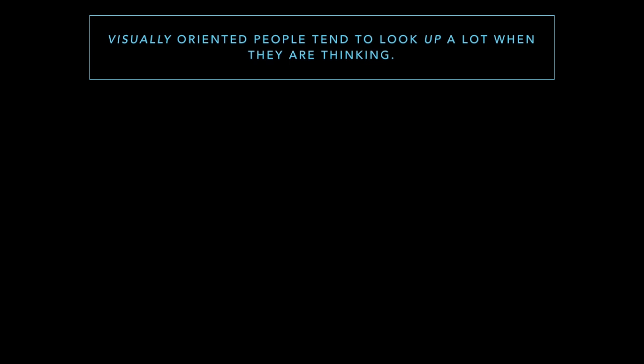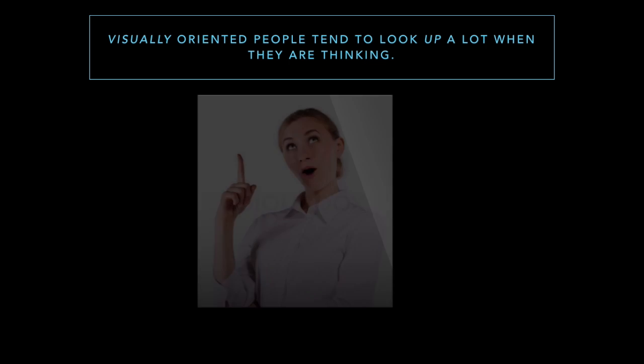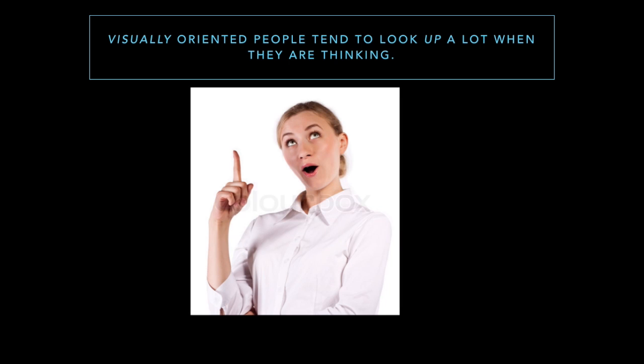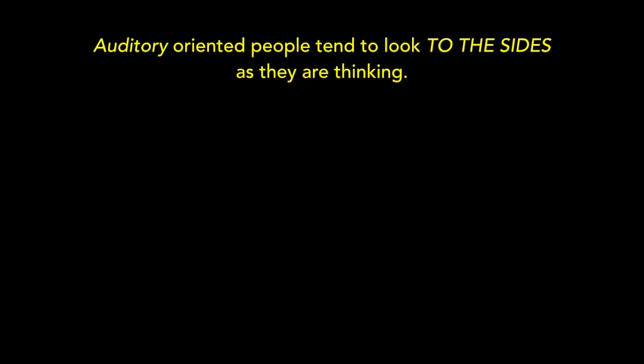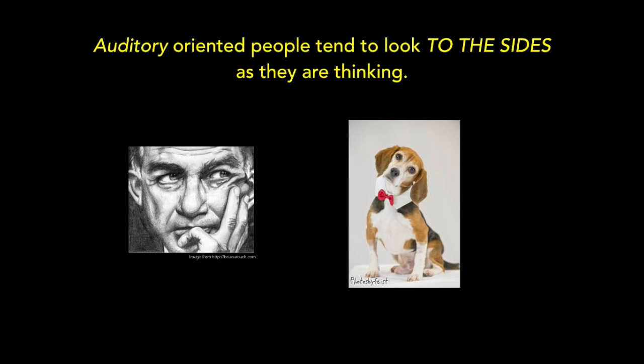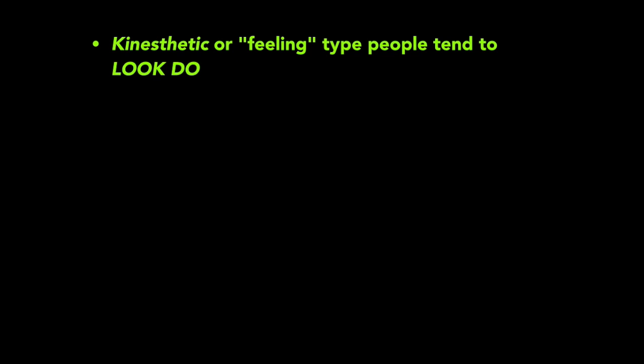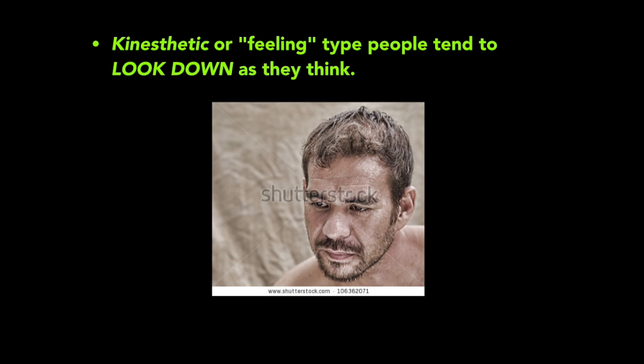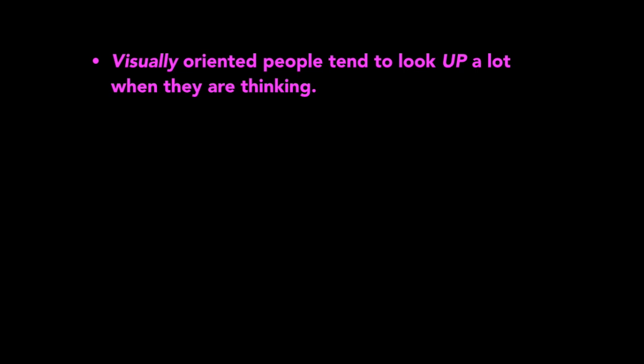Now, visually orientated people tend to look up when they're thinking a lot. Auditorily orientated people tend to look to the sides as they are thinking. And kinesthetic or feeling type people tend to look down as they think. Visually orientated people tend to look up.